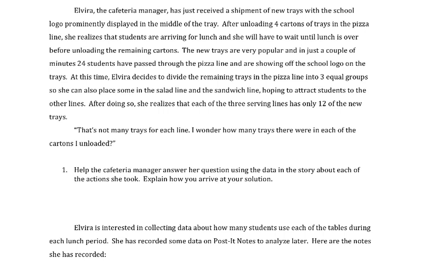At this time, Elvira decides to divide the remaining trays in the pizza line into 3 equal groups so she can also place some in the salad line and the sandwich line, hoping to attract students to the other lines. After doing so, she realized that each of the 3 serving lines has only 12 of the new trays. That's not many trays for each line. I wonder how many trays there were in each of the cartons I unloaded.